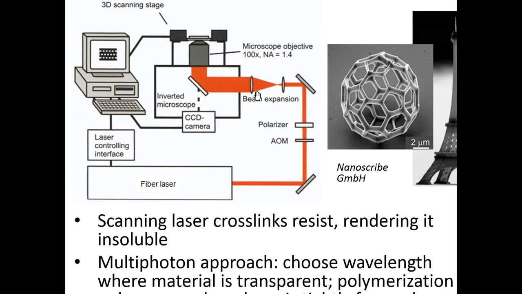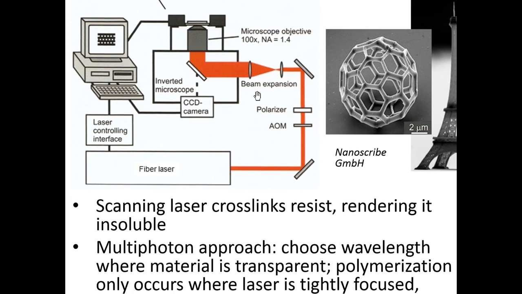So the scanning laser will cross-link the resist the same as before, but when you use these multi-photon techniques, only the absolute center of the laser will get exposed. So you can make very, very fine features this way.